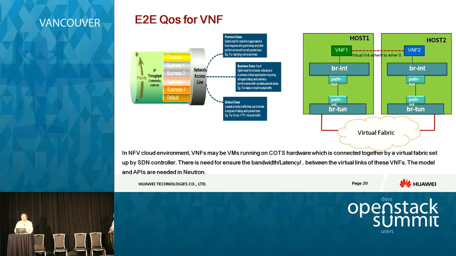And these models and APIs are again needed for Neutron, and the backend SDN solution should think about it and ensure to meet the NFV demands. Typically, the parameters would be bandwidth, latency, and some OAM parameters.